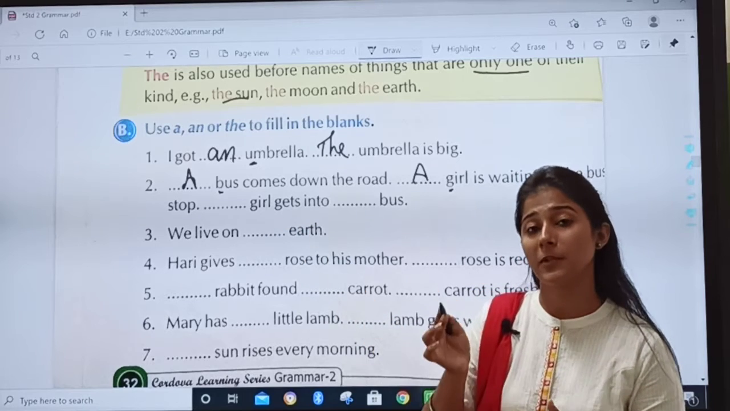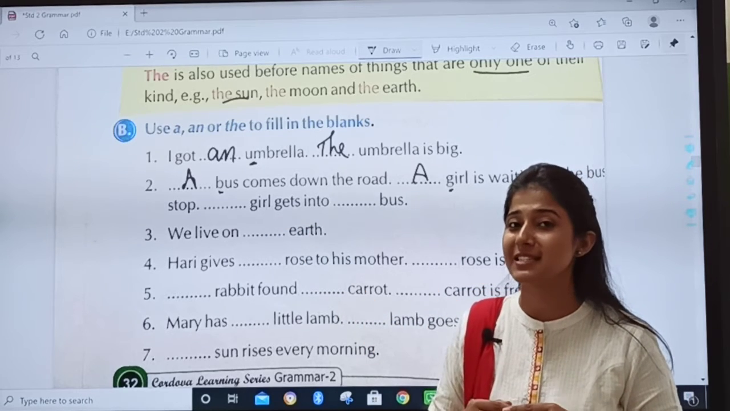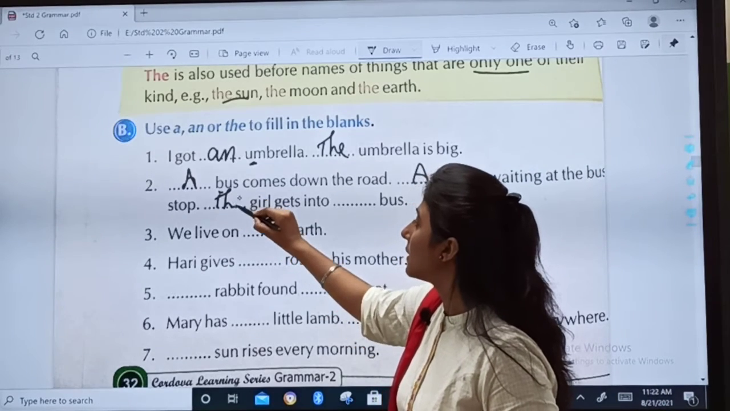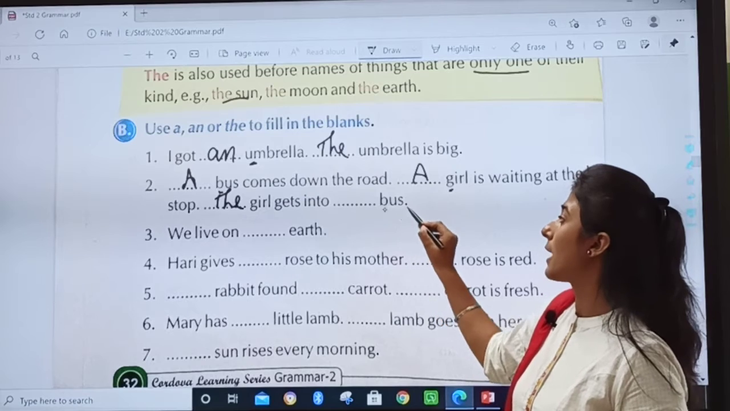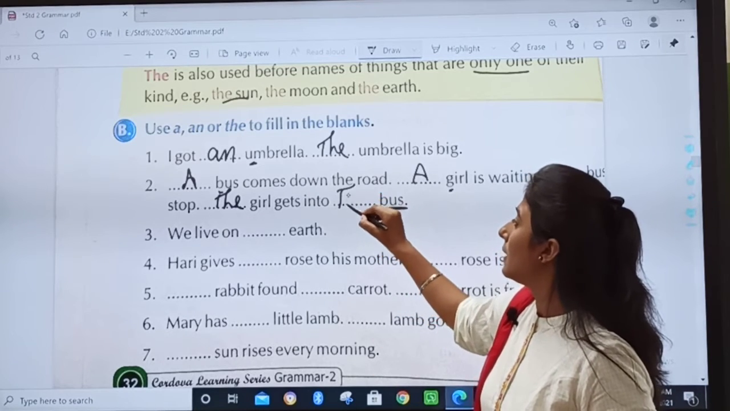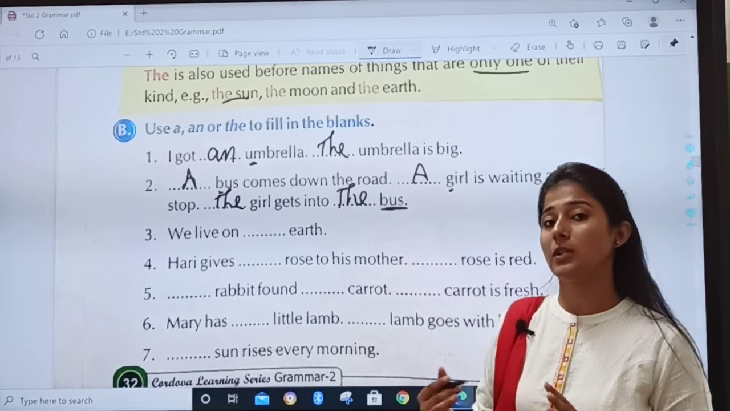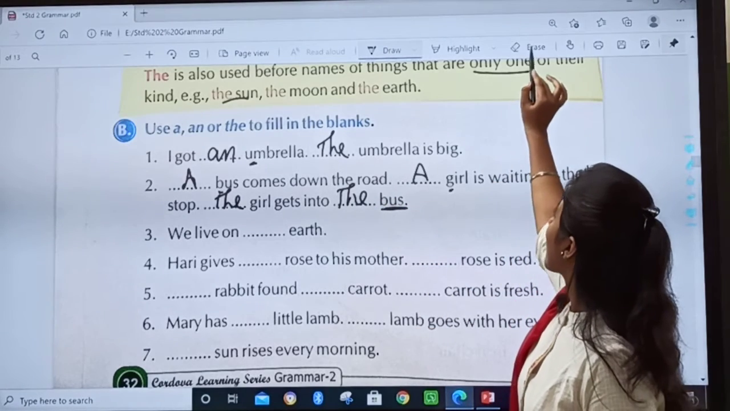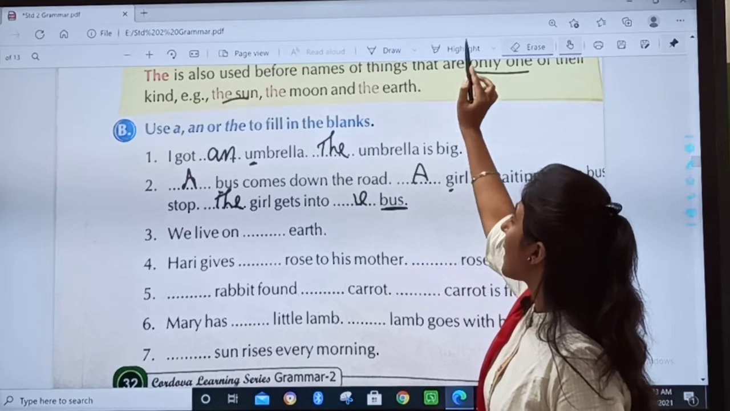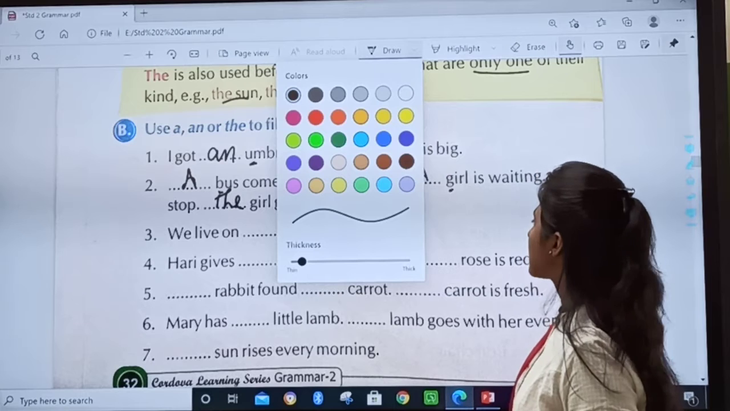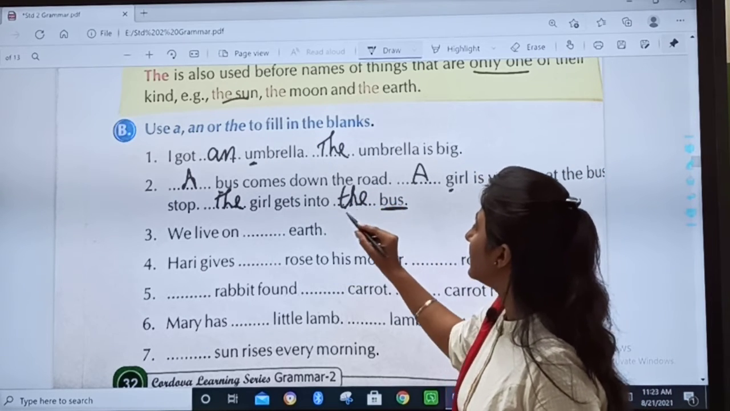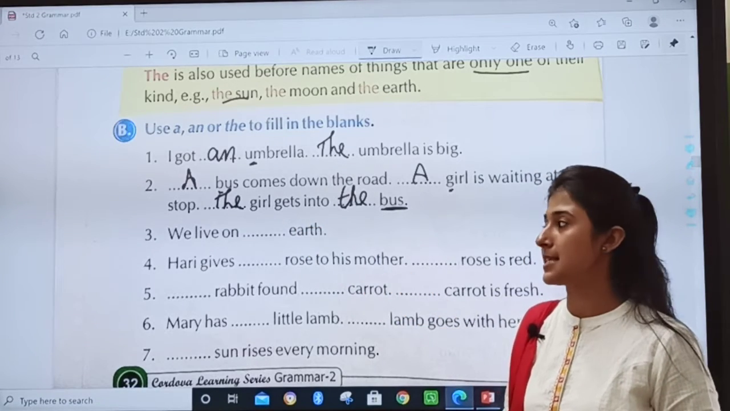Again, the girl came for the second time. So, what will we insert? Yes, children. The girl gets into, again the bus, second time. So, the girl gets into the bus. Okay. See, here we will not write capital because a new sentence is not starting. So, the girl gets into the bus.